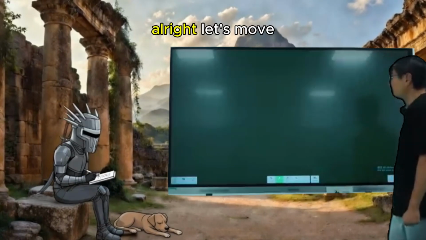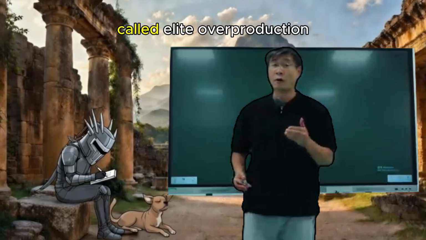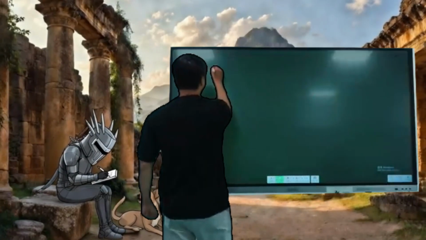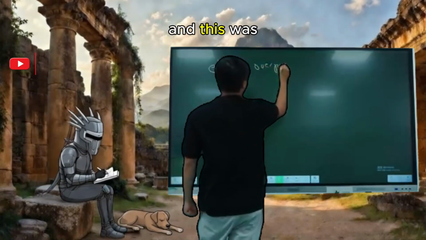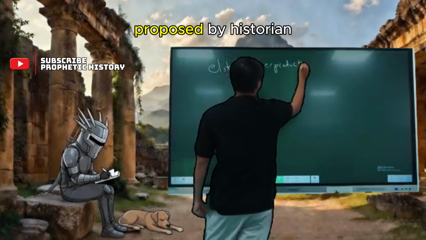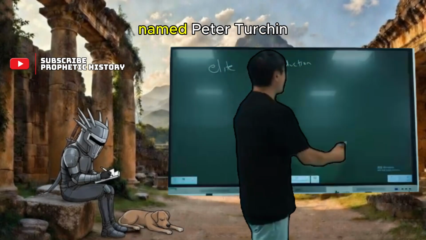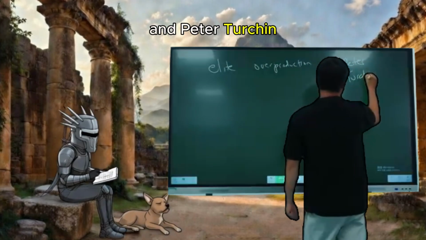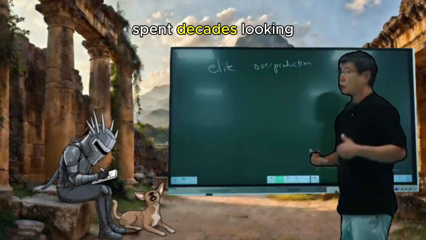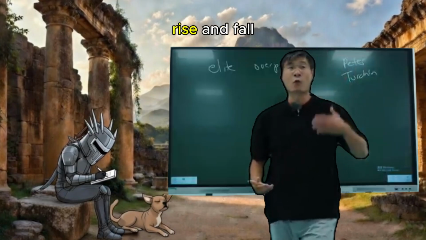All right, let's move on to the second theory called elite overproduction. And this was proposed by a historian named Peter Turchin. And Peter Turchin spent decades looking at why societies rise and fall.